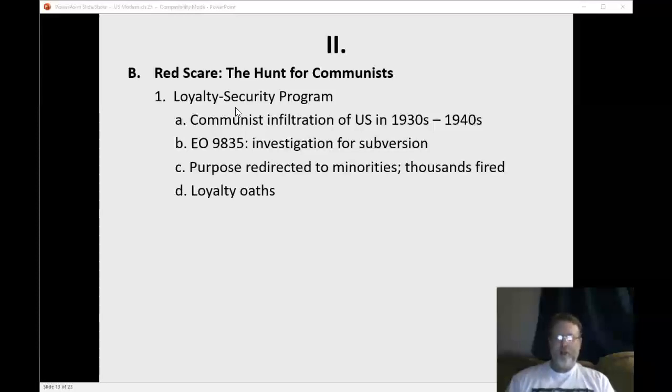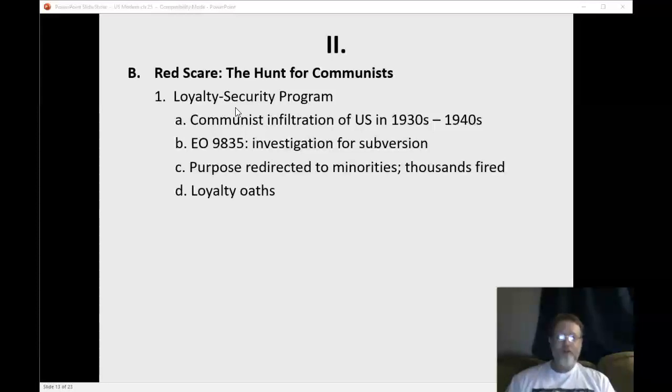Another aspect of this is loyalty oaths. Most government employees, and even a lot of private companies, now require you to raise your hand and take an oath of allegiance to the Constitution or to the government. To swear your loyalty. In other words, to ensure you're 100% American. Boy, we're coming back to that again. 1920s, anybody? 100% Americans? World War I? Yeah, it's a recurring theme. I don't know that we've actually gotten away from it.